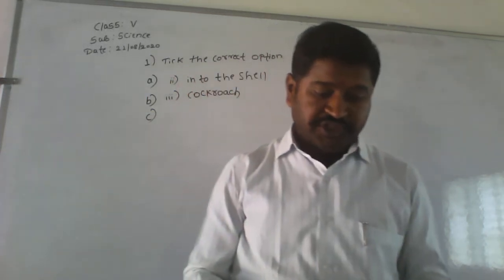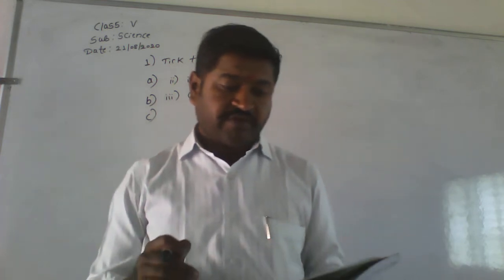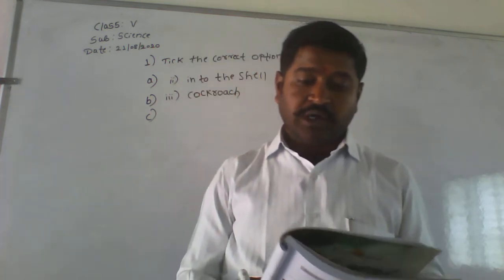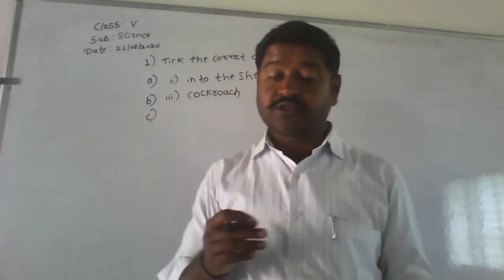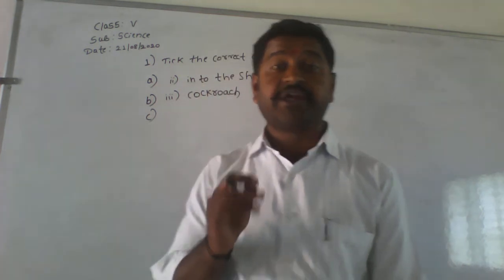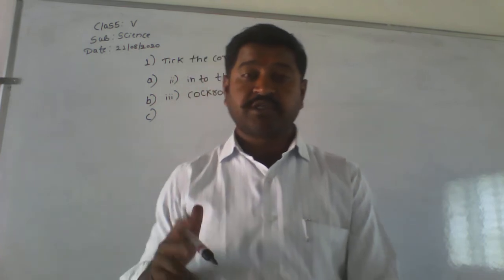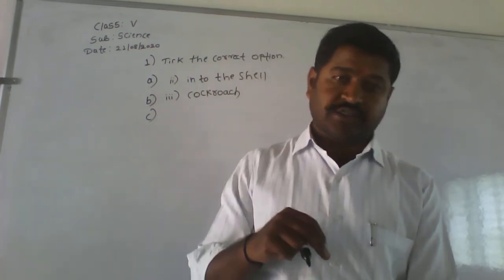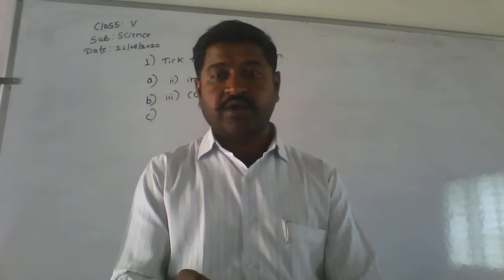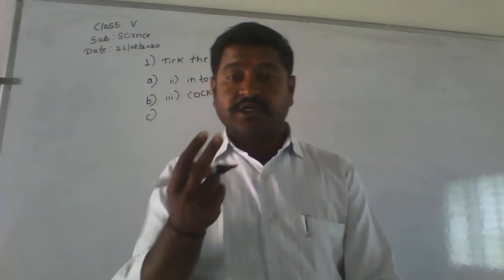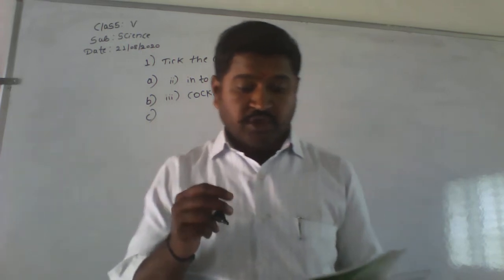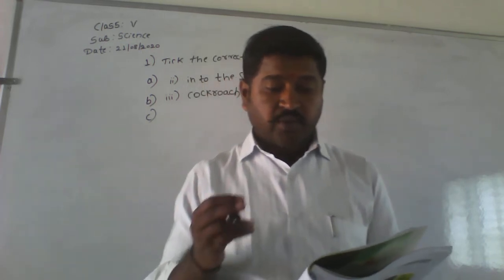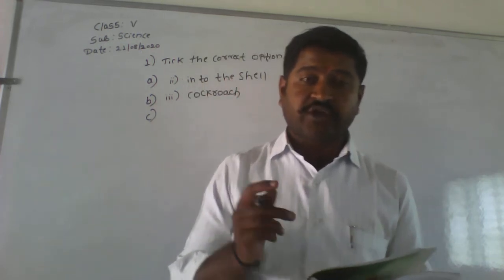Then moving on to C, which of the following uses only hind limbs as legs for movement? Well, first of all, we should know the meaning of hind limbs. Hind limbs means the backward legs. The 2 forward legs are known as forelimbs. The 2 backward legs are known as hind limbs. So which of the following is going to use hind limbs for movement?